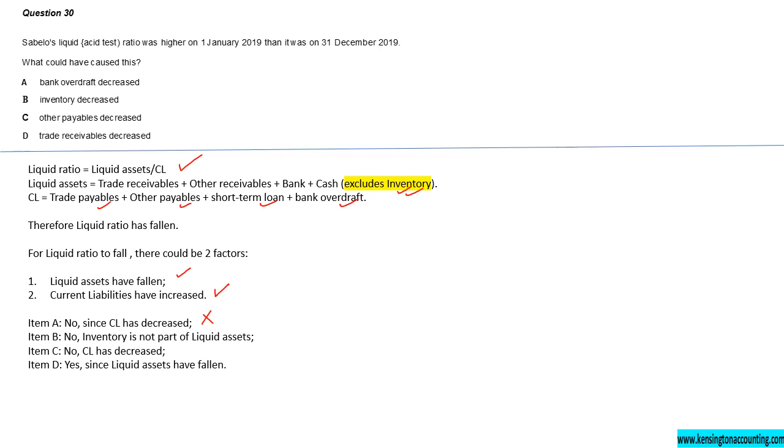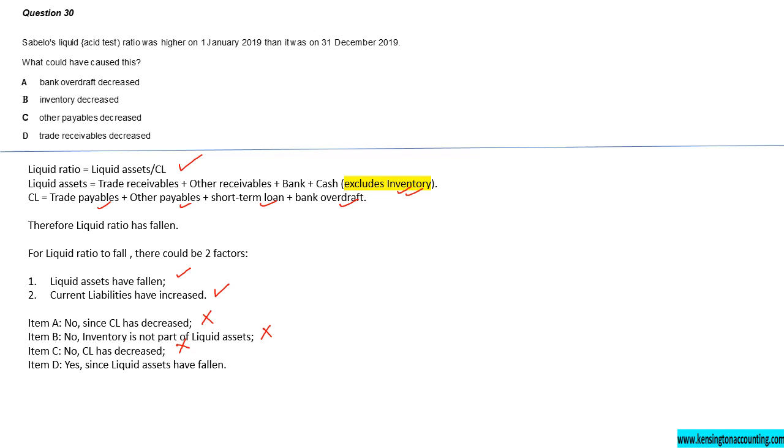B, inventory has decreased. Now, inventory is not part of the equation of the liquid ratio. Therefore, the changes in inventory have absolutely no effect on the liquid ratio. Therefore, this answer is wrong. Thirdly, other payables, just like bank overdraft, is a current liability. Therefore, a decrease in other payables is the same as a decrease in current liabilities. A decrease in current liabilities will increase the liquid ratio, not decrease it. Therefore, this answer is wrong.